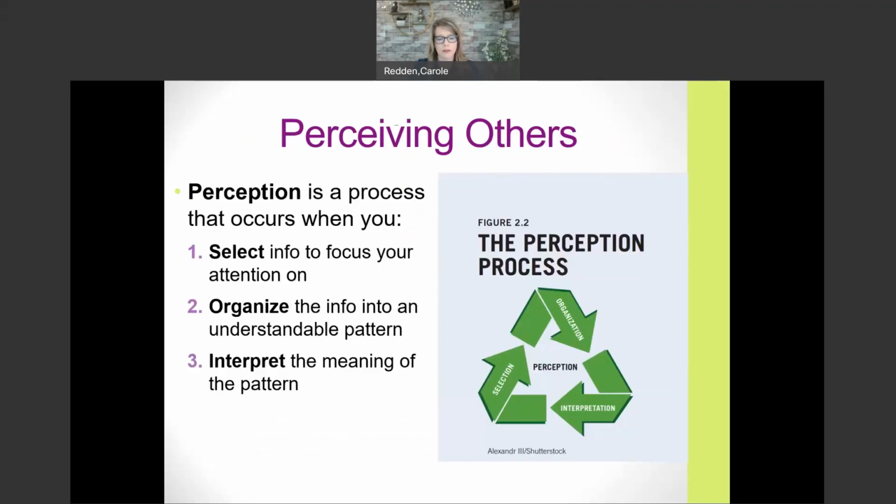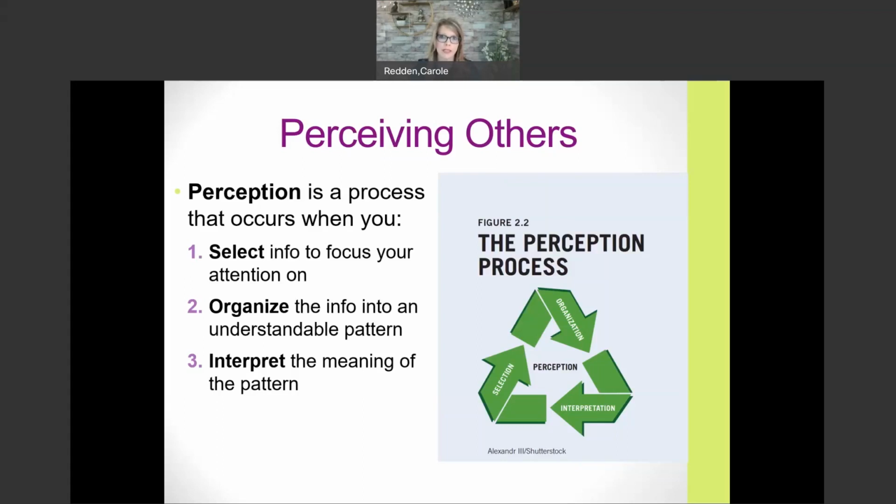And then I want to talk a little bit about the perception process. And this has to do, we were talking about the nature of selves, and now we're talking about perception still, but perception of others. There's a 3-step process that your book talks about. And so you see the picture that comes from our book. The first is that you select which information you want to pay attention to. And again, each person, if you're trying to communicate with somebody about, let's say, a car accident you saw or gossip or something, each person might select different information. So that's important to think about.